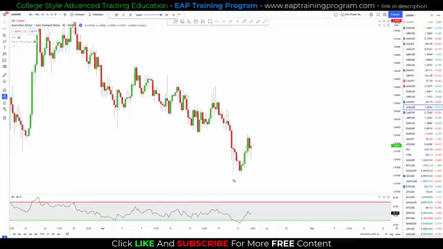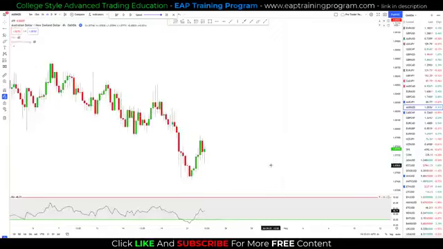And for a double bottom, all we need to see is that one of the bottoms goes into the oversold area. On the RSI, oversold is below 30. On this RSI, again, it's just regular factory settings. Now, let's remember what we're looking for in terms of a valid double bottom.